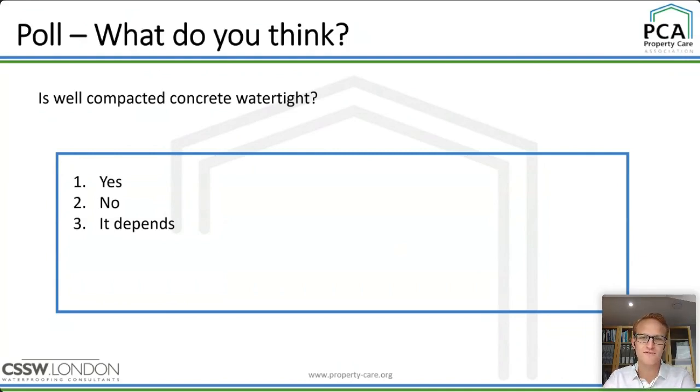It's not necessarily straightforward. Probably worth referencing here British Standard 8102, paragraph 9.2.1.1, note 1, which says something along the lines of, well-compacted concrete has good resistance to the transmission of water. So I would take that to mean that it would reduce the level of water ingress, but I wouldn't expect normal, well-compacted concrete to be watertight. So thanks for your engagement.